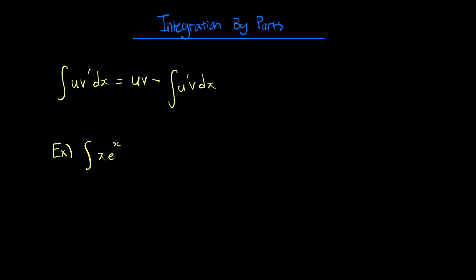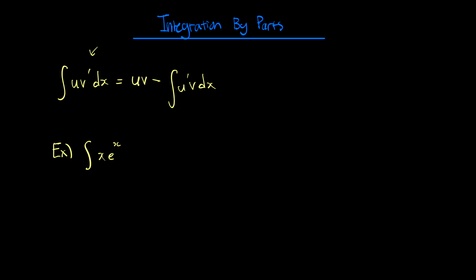We are starting with the techniques of integration, and the first technique that you'll be learning is something called integration by parts. And it comes in this form. So the integral of u v prime dx is equal to uv minus the integral of u prime v dx. So quickly, let's look at an example here.